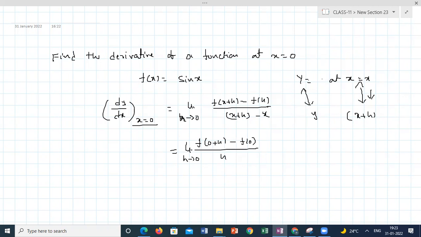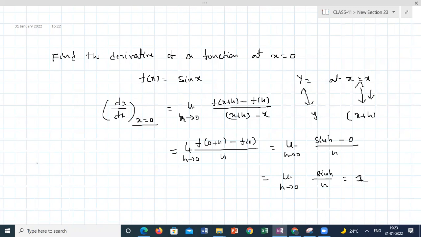What is the meaning of this, students? This will be limit h tends to 0 of sin h minus sin 0, which is 0, divided by h. So limit h tends to 0 of sin h by h is equal to, as we already know, 1.